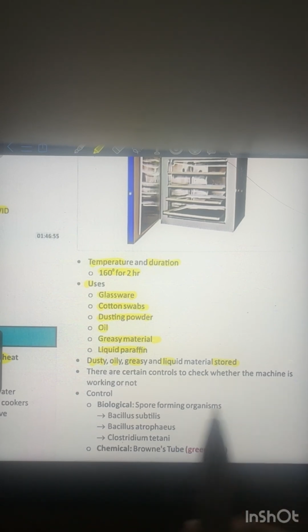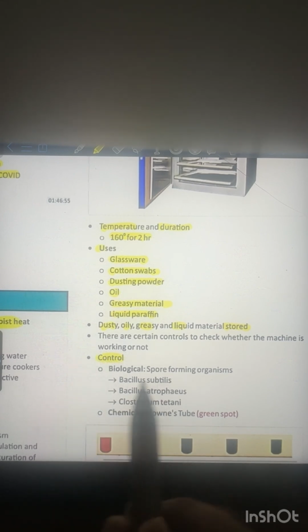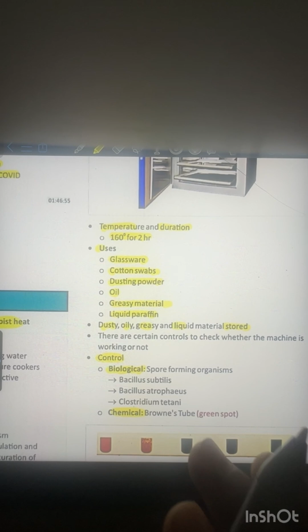These are the things that you can sterilize in a hot air oven. But hang on. How do I know that this temperature was definitely maintained and 2 hours have definitely passed? Everything had happened correctly. To know that everything had happened correctly, I use a control. And what is the control that you use in this situation?